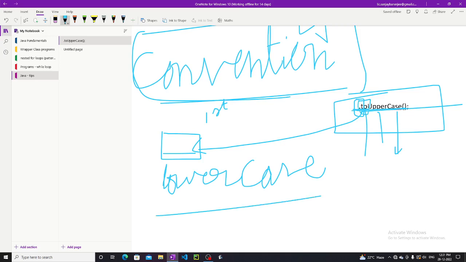The first word will always begin with a small letter, lowercase. The second word will begin with an uppercase, and then the third word will also, if there are more than one word, then except the first word, all the other words, the starting character will be in uppercase. Okay, so this is a convention.